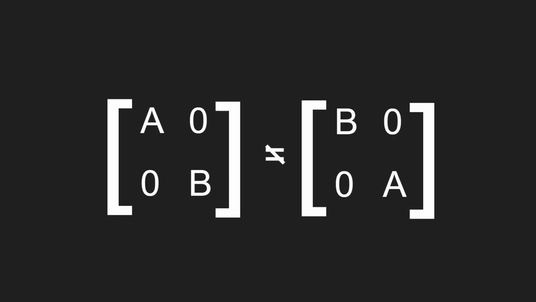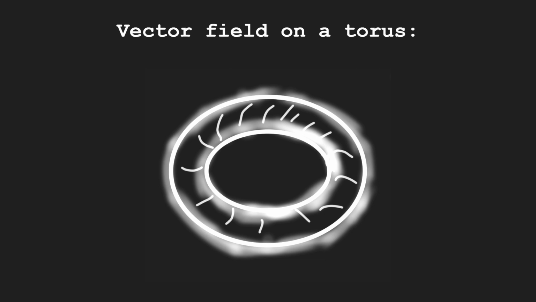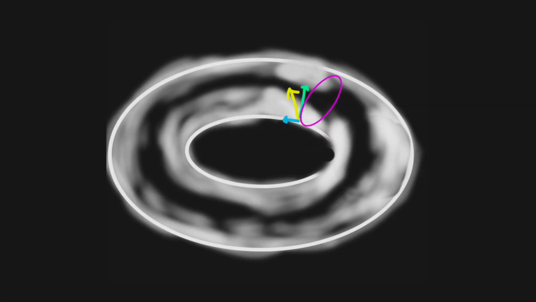This means that the direct sum of matrices is not commutative. Now let's move on from that and consider vector fields on product manifolds. The example we've been using a lot so far, a torus, will work fine here. Any vector field on a torus can be broken down into 2 vector fields, each on one of the circles.